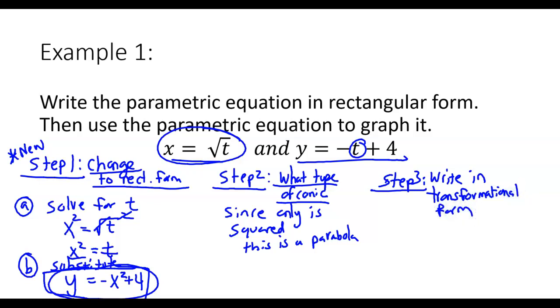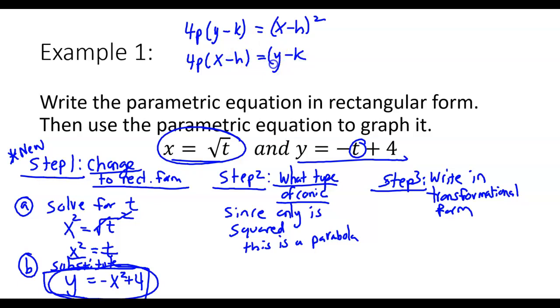Okay, for parabolas, you really have two choices. Parabolas can look like this, or parabolas can look like this. And it really just depends on which variable is being squared. Now in my case here, I have the x's being squared, so I'm going to be using this one.